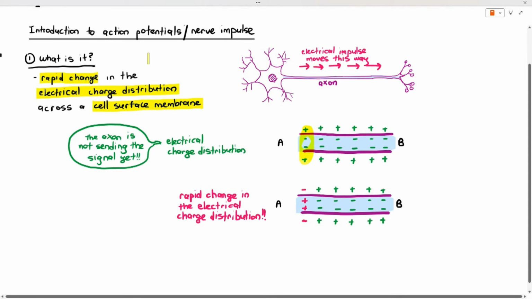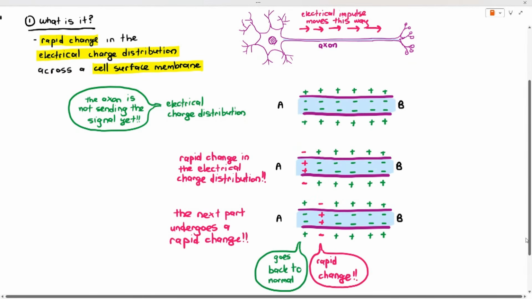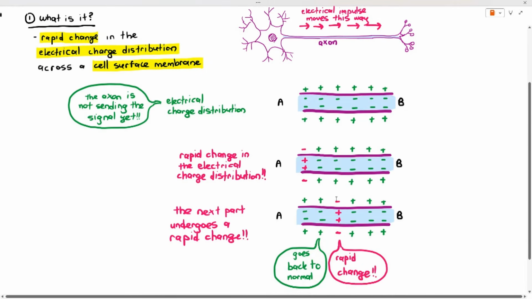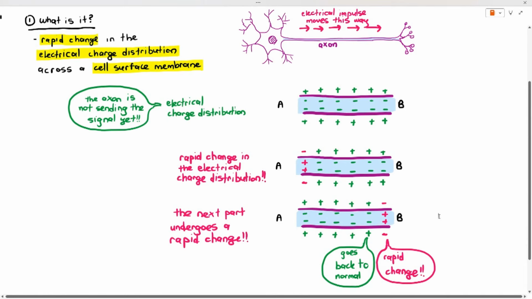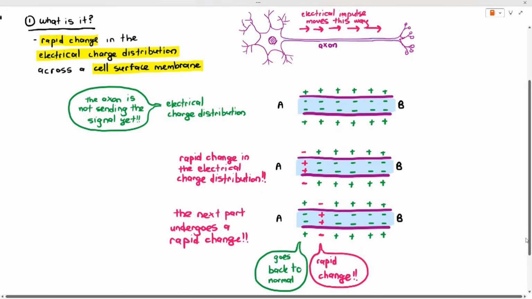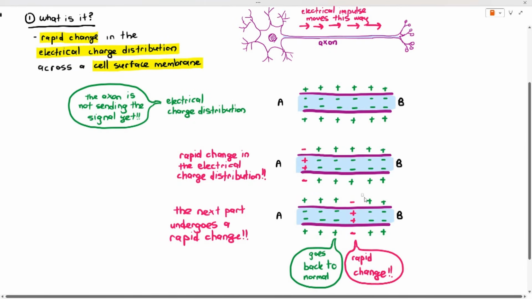Now, at the next instant, it's the same axon, but I want you to see what happens in the next diagram. In the next diagram, the next part of the axon, the charge flips, where the inside is positive and the outside is negative. But look at the previous area. What happens to the previous area? It goes back to normal, right? So the next part undergoes a rapid change. And then what actually happens? After that, the next part, and then the next part, and then the next part, basically until it reaches B. That is actually referred to as the action potential. That is what we have to understand about the rapid change.